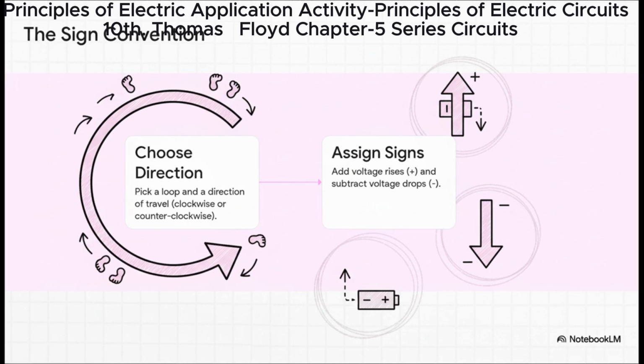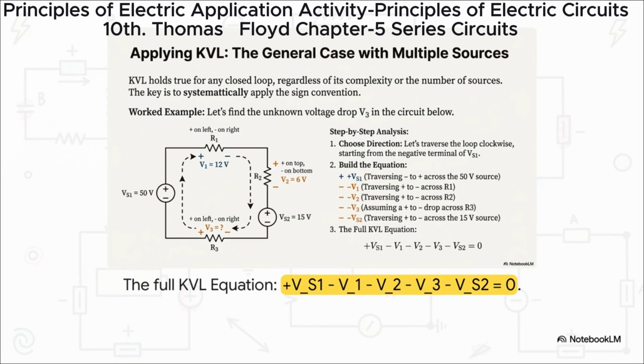Now, as you walk, if you go from a minus to a plus terminal on a source, that's a voltage rise, so we give it a plus sign. If you go across a resistor, that's a voltage drop, so it gets a minus sign. Let's try it out on this circuit. We'll start at the bottom left and go clockwise. First, we hit the 50-volt source, going from minus to plus, so that's a rise, plus 50.